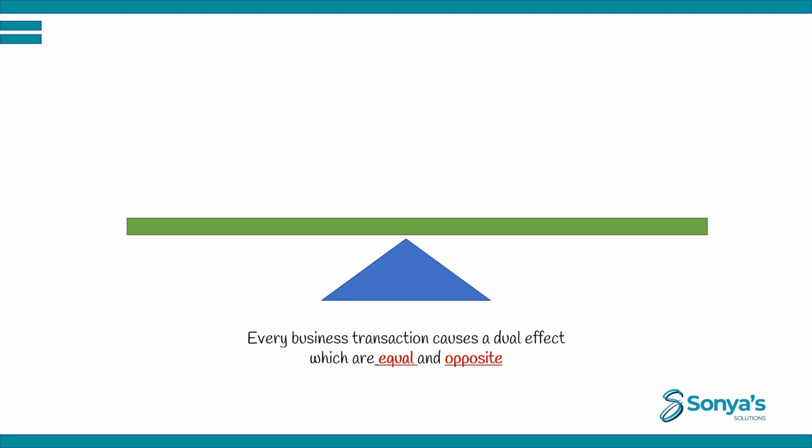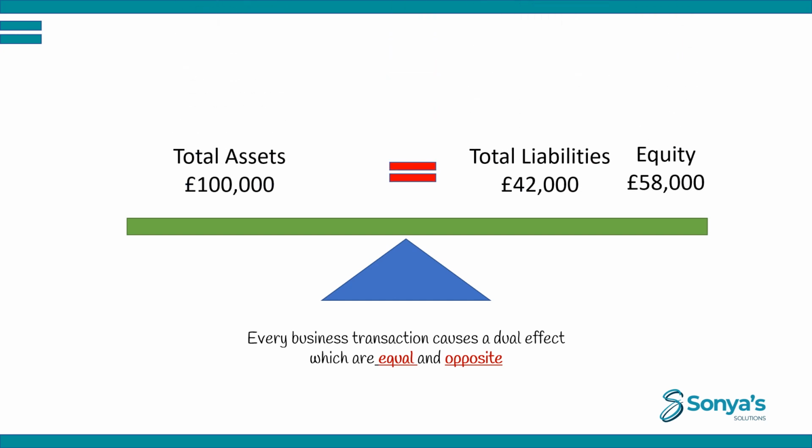In the previous lesson, we learned about the dual aspect of double entry, how every business transaction causes a dual effect. The effects are equal and opposite, and how the total of business assets will always equal the total of its liabilities.